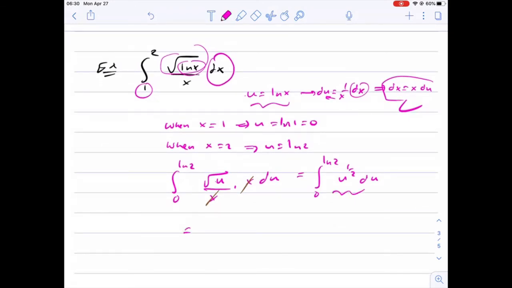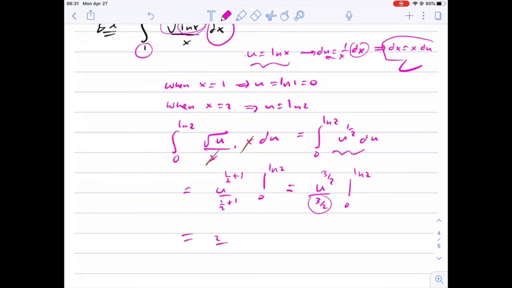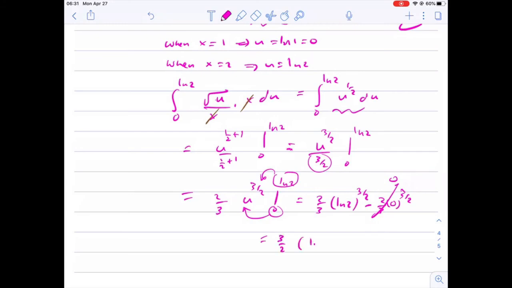Now we integrate this by adding 1 to the power and dividing by that new power. Substitute 0 and ln 2. So this is u to 3/2 over 3/2, from 0 to ln 2. We can flip the denominator because it's a fraction. It becomes 2/3 u to 3/2 from 0 to natural log 2. Now substitute natural log 2, you get 2/3 natural log 2 to the power 3/2 minus, substitute 0, you get 2/3 times 0 to the power 3/2, but this is 0, so the answer is 2/3 natural log of 2 to the power 3/2.